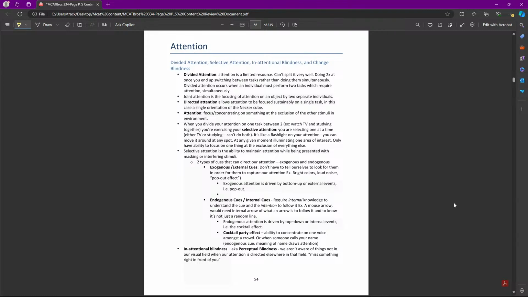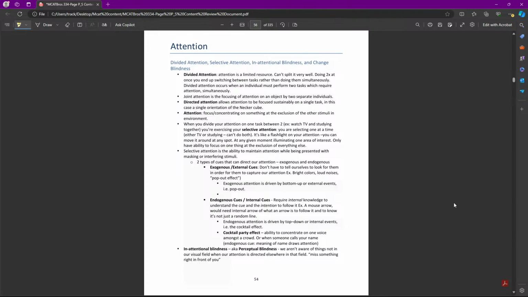Joint attention is the focusing of attention on an object by 2 separate individuals. So joint attention is, let's just say, 2 people working together to build a puzzle. Directed attention allows for attention to be focused sustainably on a single task, against a single orientation. So that makes sense. Divided is you're working on 2 different tasks at the same time. Directed, you're focusing on one. So attention in general is the focus or concentrating on something exclusively, on one stimulus compared to the environment.